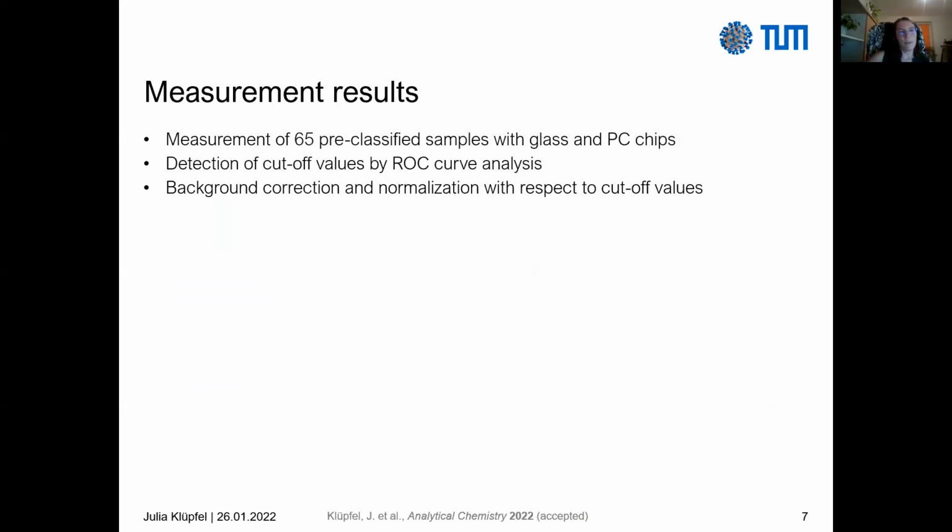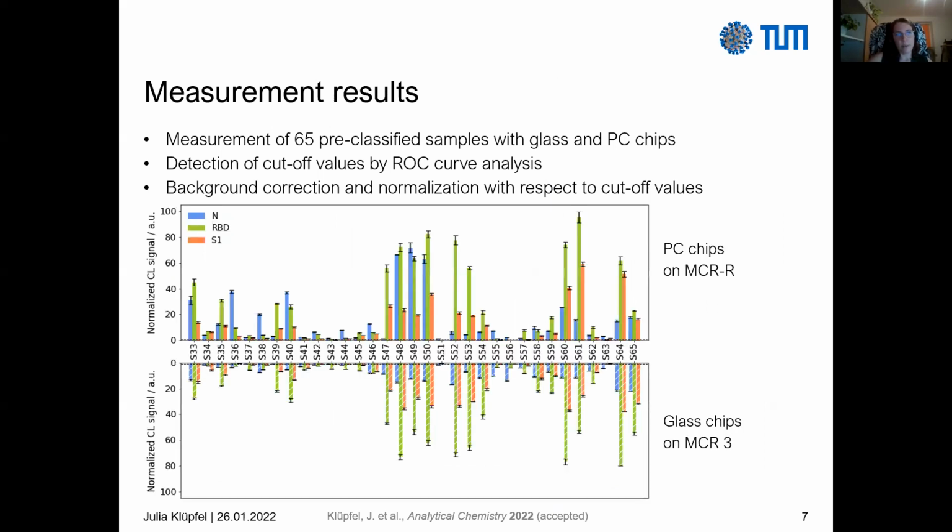So we tested it with 65 pre-classified samples with both glass and polycarbonate chips. And we then detected cutoff values by ROC curve analysis and did a background correction and normalization with respect to these cutoff values. And these are the results we got.